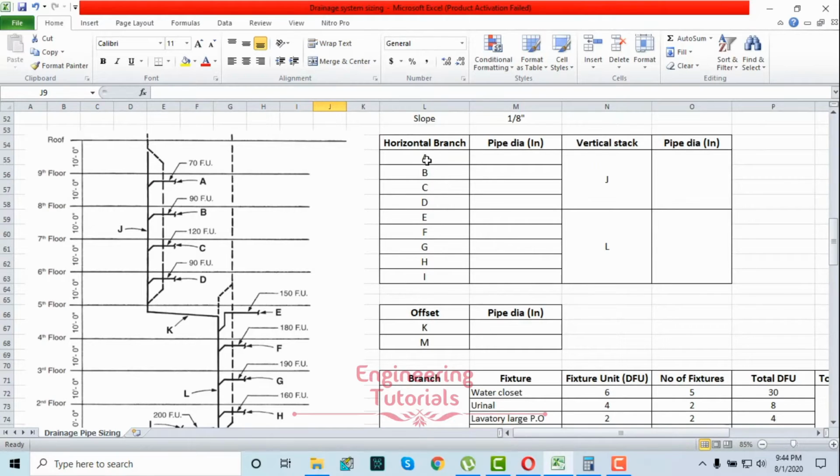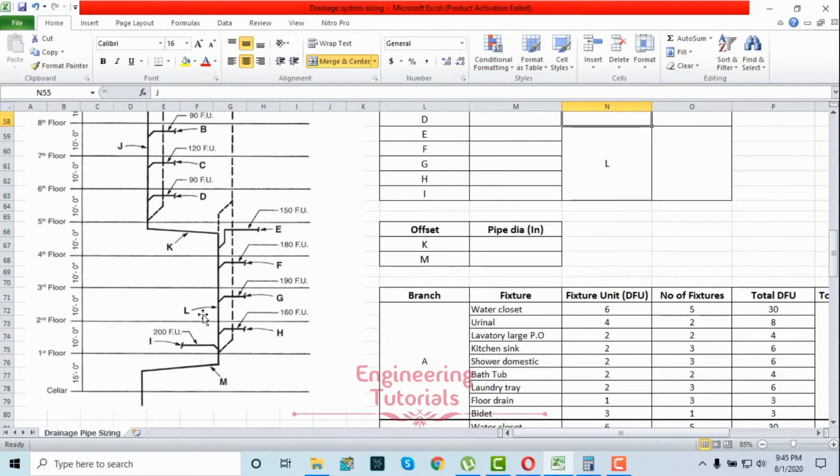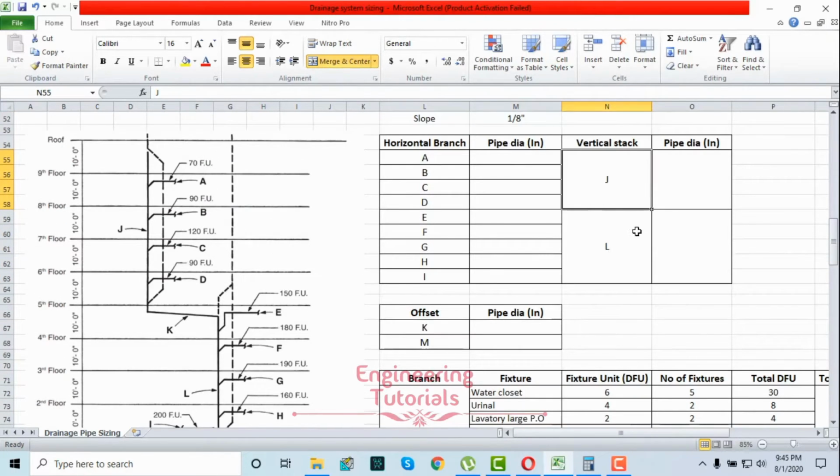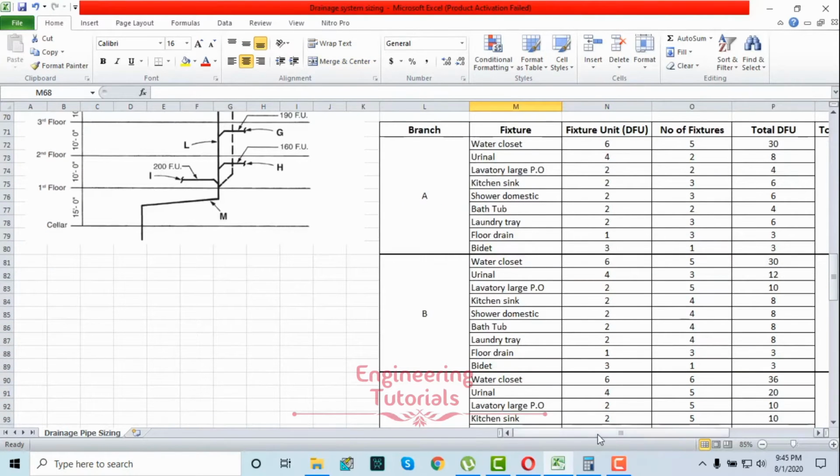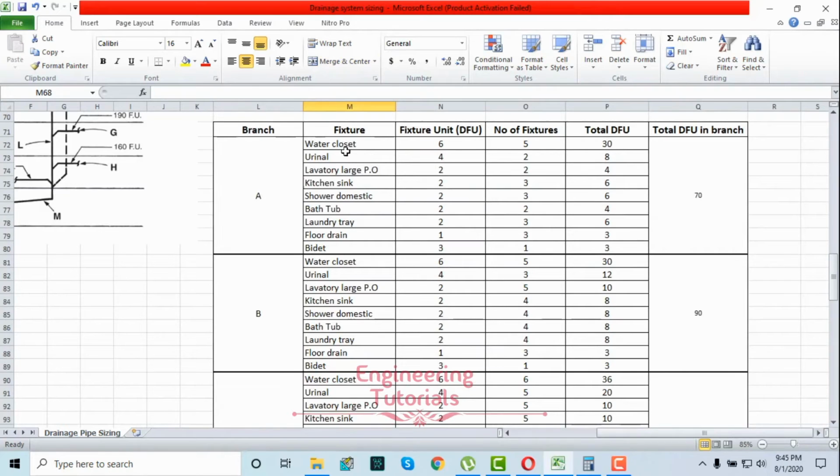As you can see, we have horizontal branch sections given as A, B, C, D mentioned here in the Excel sheet, and we are going to calculate the pipe diameter. Then we have a vertical stack, that is J, and another vertical stack represented by L. And then we have offsets or runouts, represented by K and M. The list of the fixtures in each branch section is given over here.